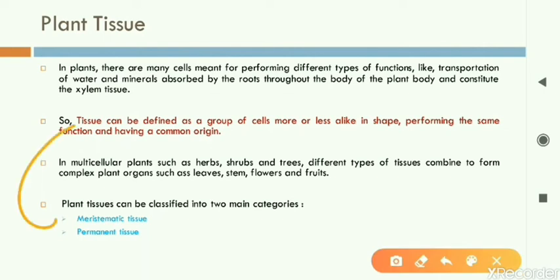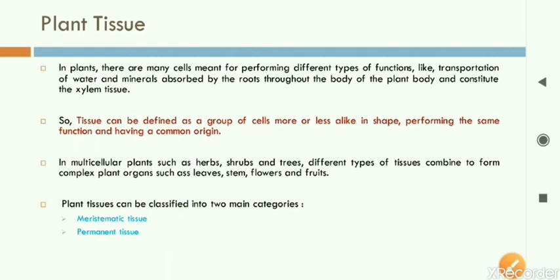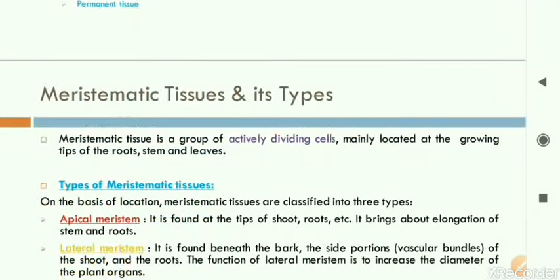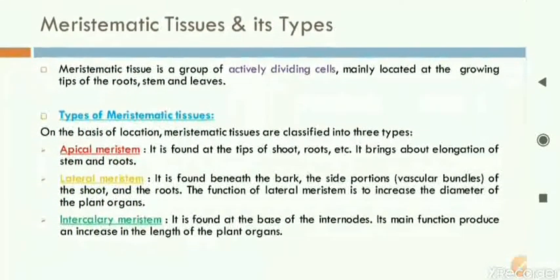So in plants, we have two categories of tissues. One is called meristematic tissue. Another kind is called permanent tissue. Both names you have to remember: meristematic and permanent tissues. In today's class, in this video, we will be discussing only the meristematic tissue. Followed by that, the next video will discuss the permanent tissues. Let us have a glance over the meristematic tissue, and then we will read about its types.